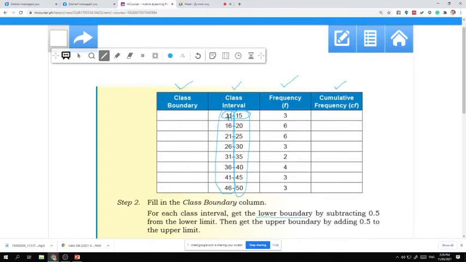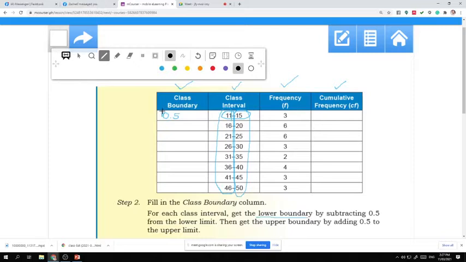So, what is 11 minus 0.5? I'll be writing 10.5 over here. Okay? Let me change the color first. Let's use black. We have 10.5. Do the same thing with the other lower limits. So 16 minus 0.5, 15.5. Okay. Now, how do we get the upper boundary?